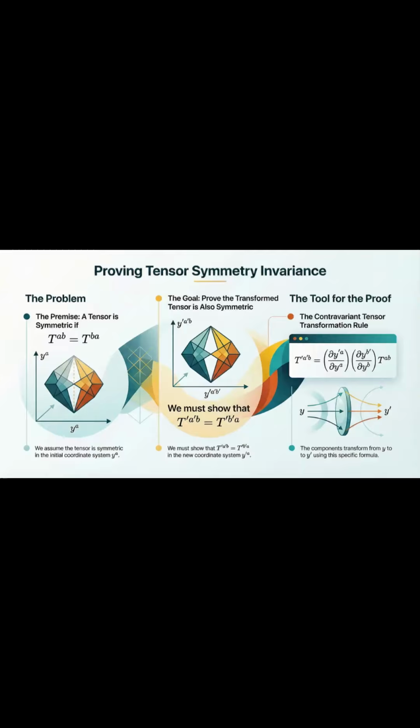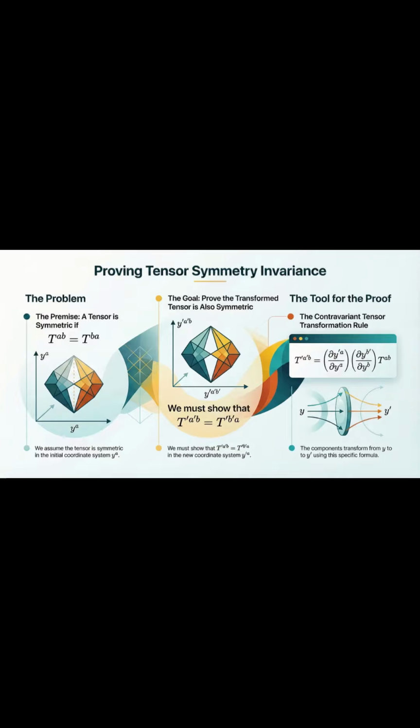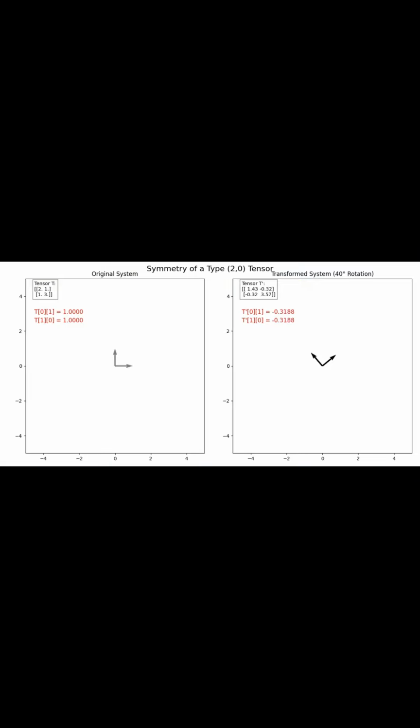This is the brief on the invariance of tensor symmetry. So, tensors are these mathematical tools we use for things like stress or even space-time curvature. And this is all about a really core proof. It shows that if a tensor looks symmetric from one point of view, it's got to be symmetric from any other point of view. This means symmetry isn't just a fluke of how you're looking at it. It's a real intrinsic property of the tensor itself.